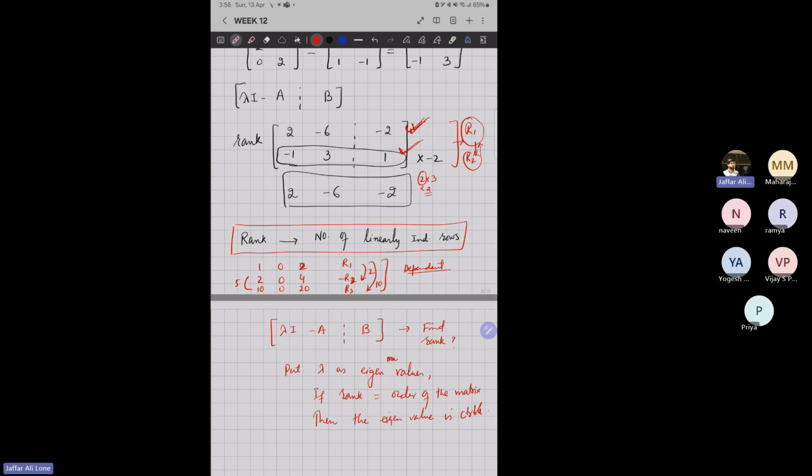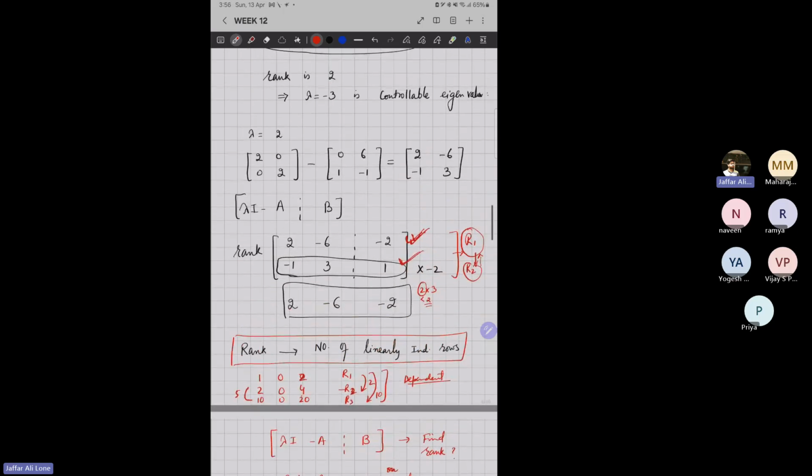But when you are calculating rank, the rank of a matrix is given by the number of linearly independent rows or columns of that matrix, right? So that's why I only checked whether these two rows are independent or dependent, and I found they were dependent on each other, because if you multiply row 2 by minus 2, you'll get row 1. So when they're dependent, the rank is not equal to 2, because there is one dependency. So rank is equal to 1.